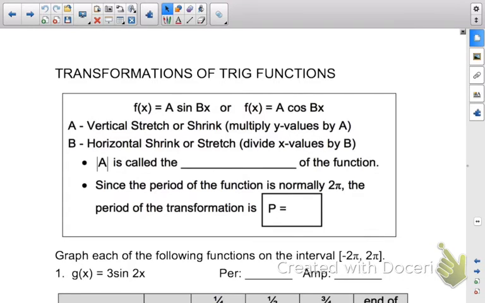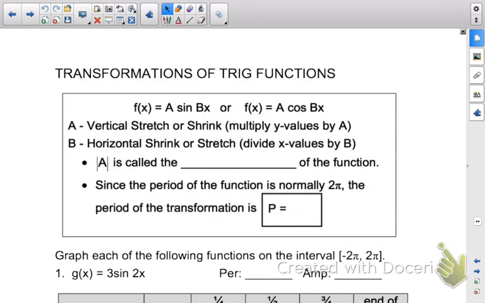Okay, so now that we know the basic parent functions for the 6 trig functions, we're going to start transformations of these. We've done transformations before with other functions in the first semester. We just haven't done them with something like trig functions, which gets a little bit complicated with the pi's and everything else that we have going on at the radians there.